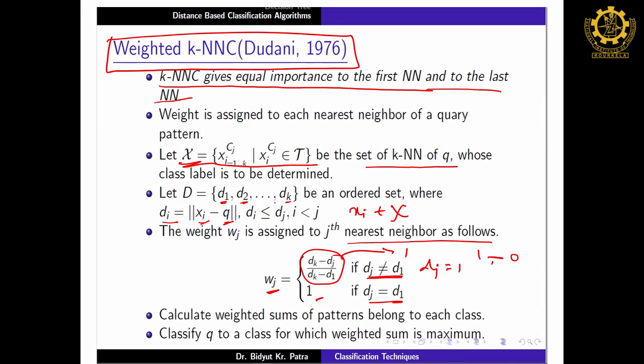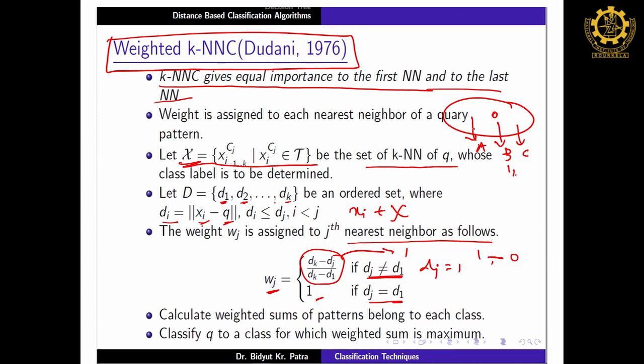Now, what next? In the case of k nearest neighbor, what did we do? We took majority voting, that means within the k nearest neighbors, how many points belong to class A, how many belong to class B, how many belong to class C, and the class with the majority of the points is given as the class label. That was the idea of the k nearest neighbor, but here each point has a weight. Now, we will take the weighted sum per class.